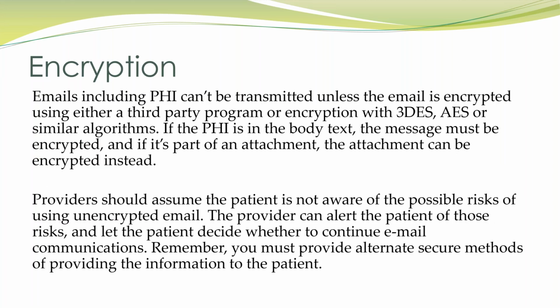Encryption. The security rule was written 20 years ago, and they had no idea what encryption was. So they just said everything needs to be encrypted. Everything is encrypted today. Email, text messaging, everything is encrypted, but it may still not be enough. They do require those business associate agreements with companies. So even if a company, Google, is encrypted, which they are, you still need that business associate agreement.